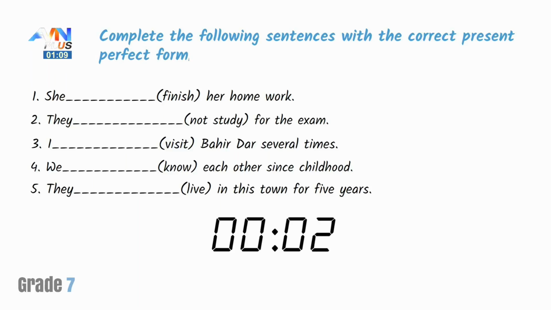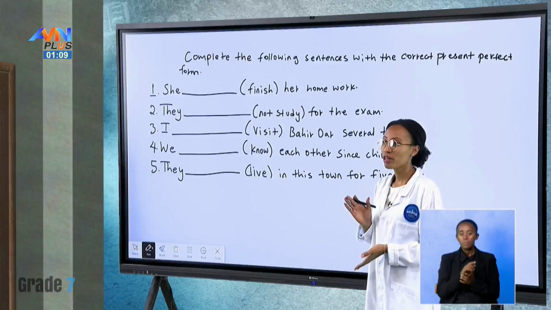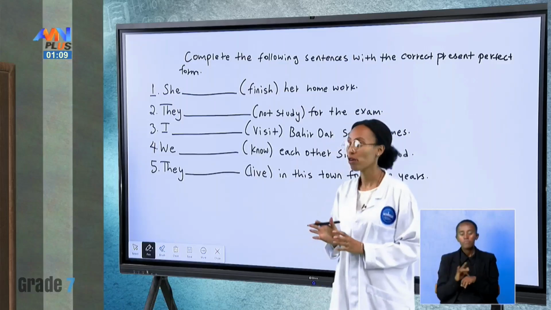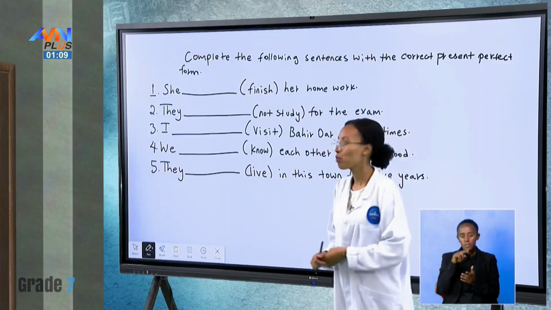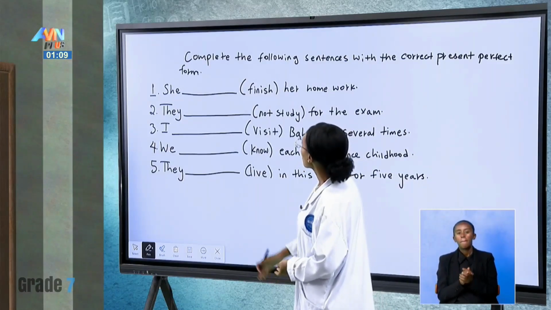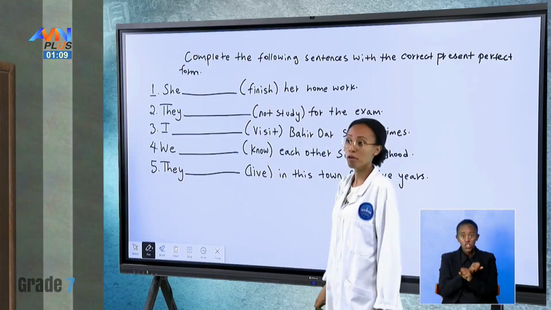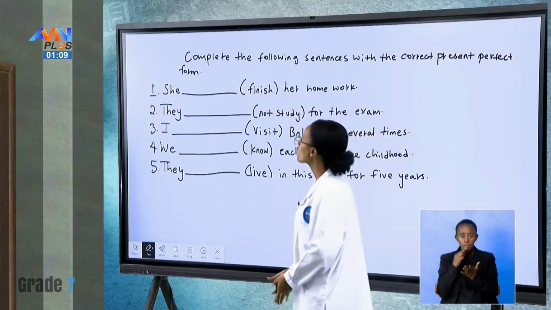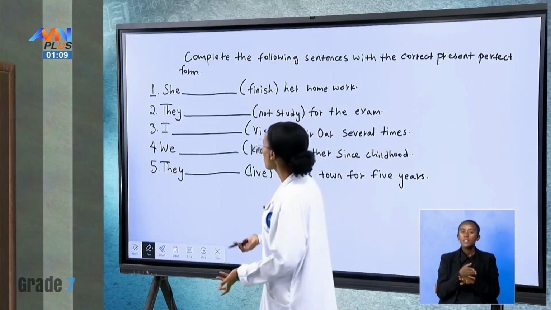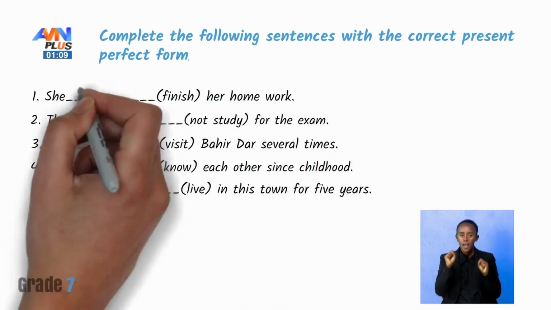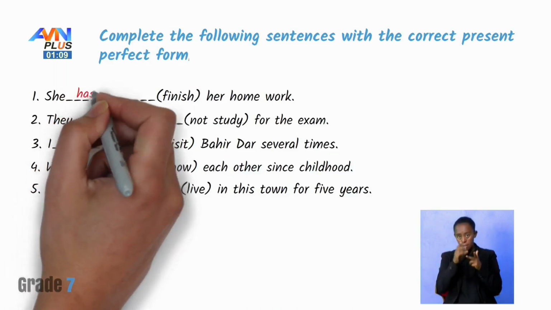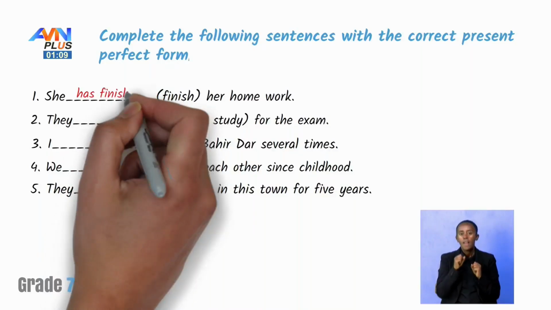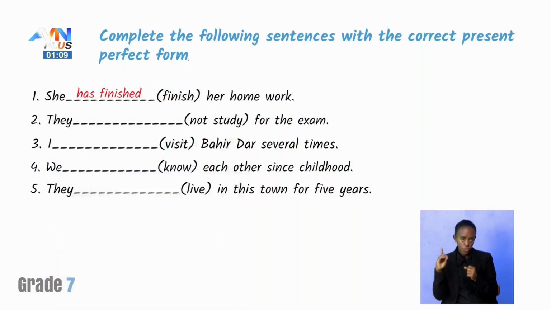Okay, I'm sure you all did a wonderful job completing these sentences, and I'm sure you all got them correct. Let's see them together and see how well you did. The first one, she finished. Our main verb is finish, so we have to use an auxiliary verb. That is a must. So after our subject, we have what? She has. Because she is third person singular, we use the auxiliary verb has. Our verb is changed into its past participle form. She has finished her homework.